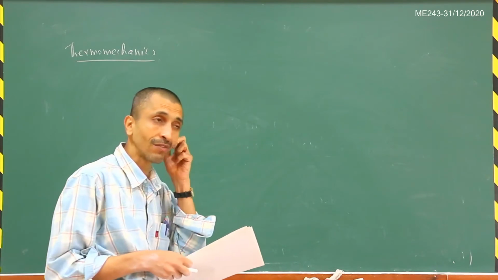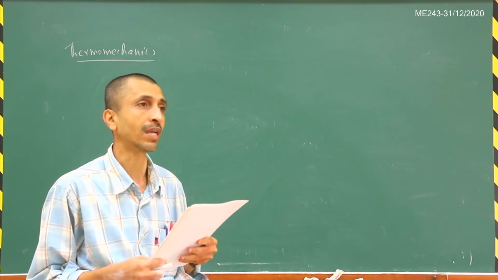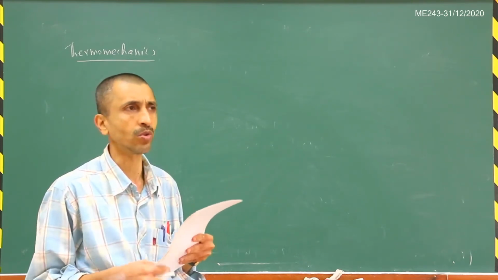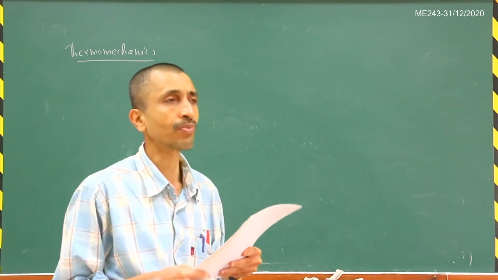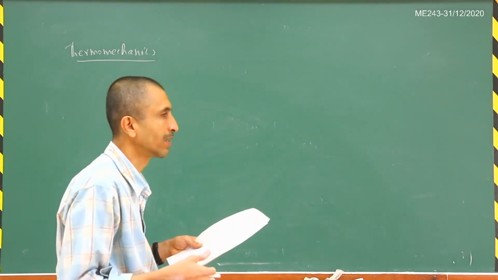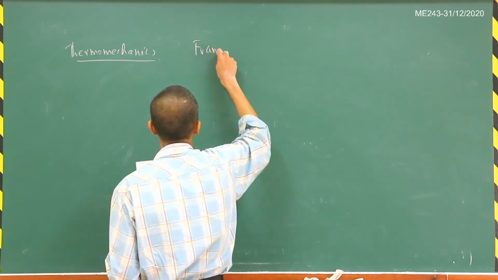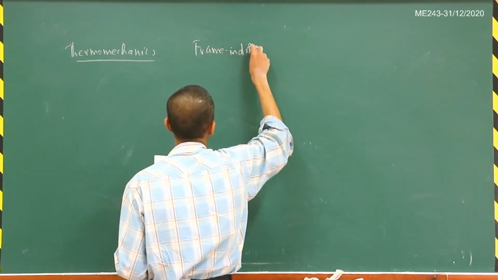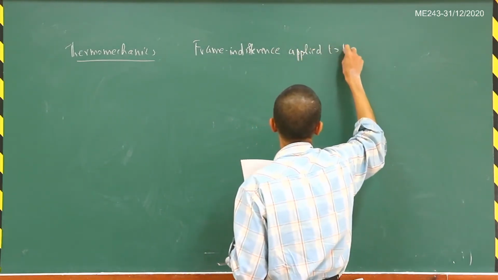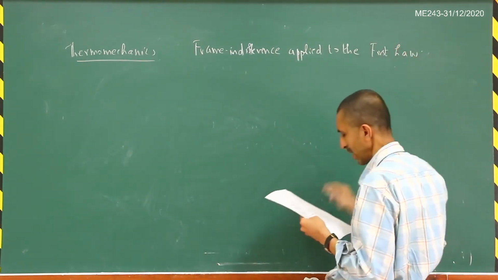And then after that, we are going to apply the second law of thermodynamics to compatibility relations. So basically, we will look at only two cases, which is elasticity and fluid mechanics. So those are the only two cases that we are going to consider as far as the second law of thermodynamics is concerned. But first, let us look at the implications of this frame indifference on the first law of thermodynamics. So frame indifference applied to the first law of thermodynamics.